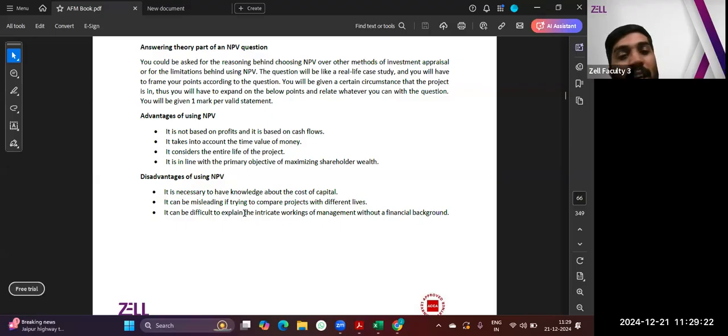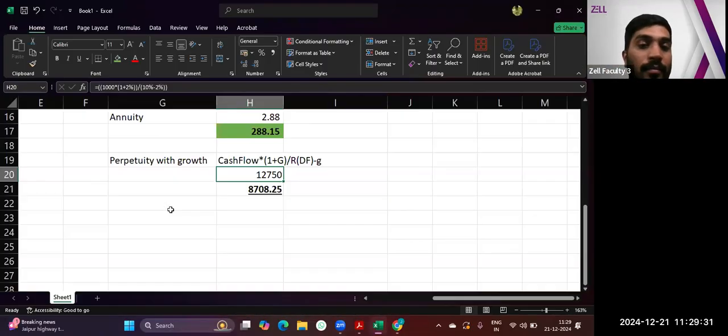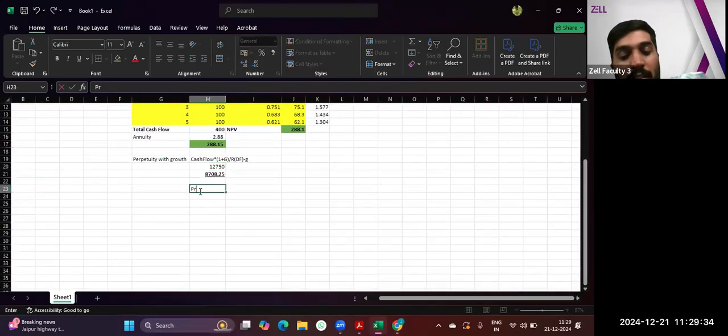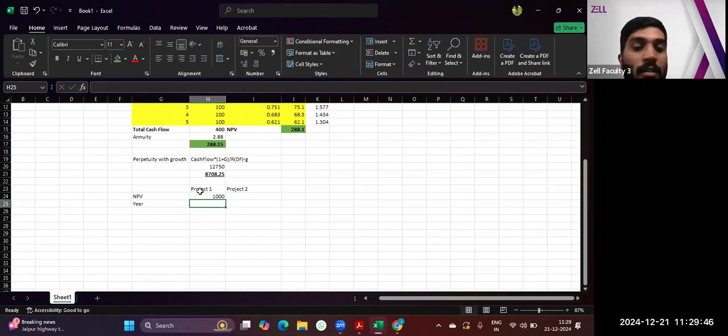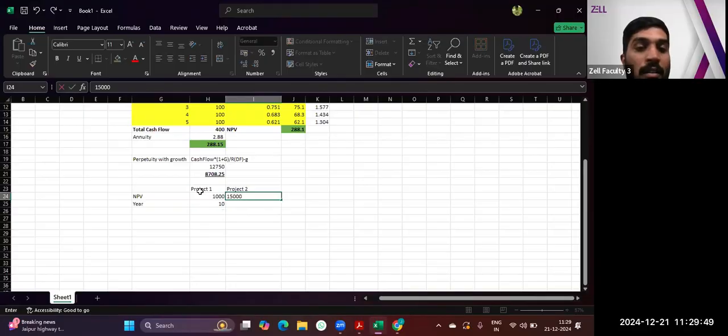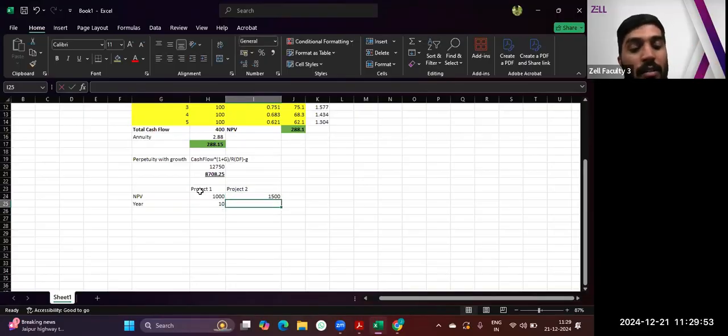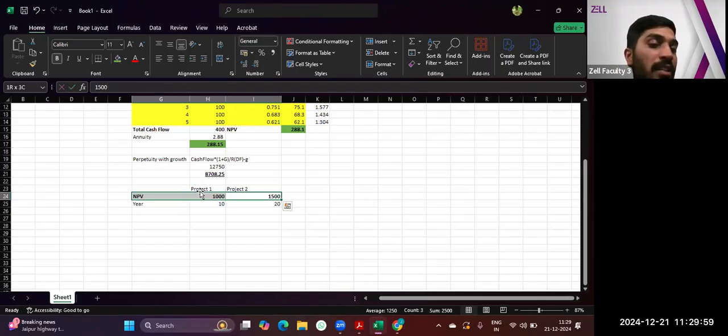Okay. It can be misleading if you're trying to evaluate projects with different life cycles. I'll give you an example. Let's say project 1, project 2, NPV 1000, this is for 10 years. 1500, but this is for 20 years. If you have to make a decision based on NPV, which project is giving you the highest NPV? Project 1 or project 2?